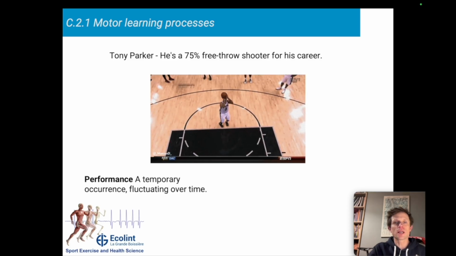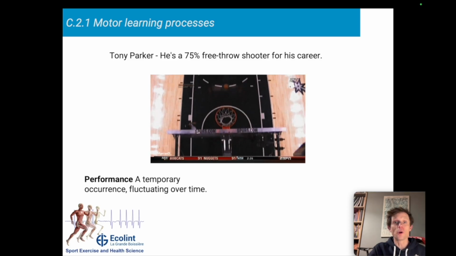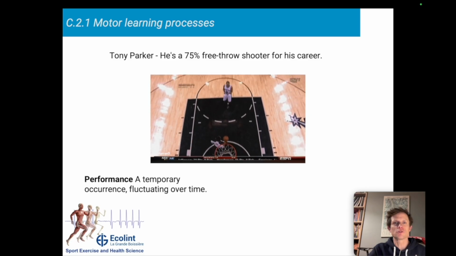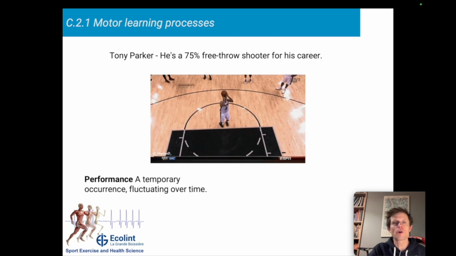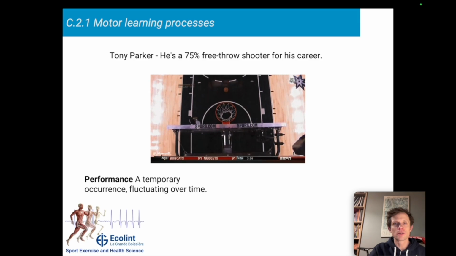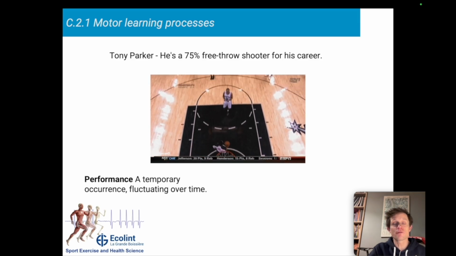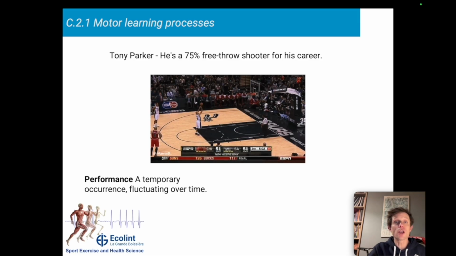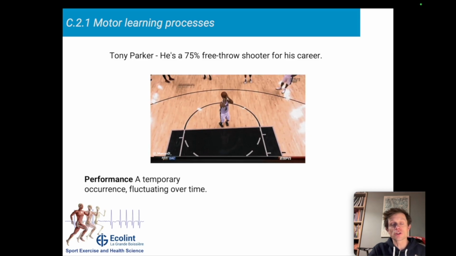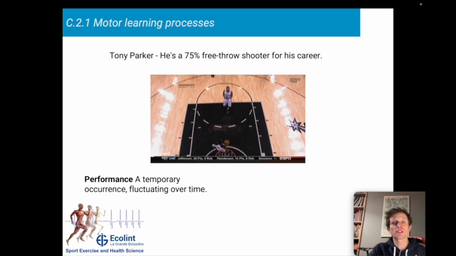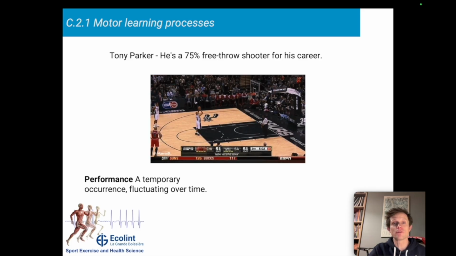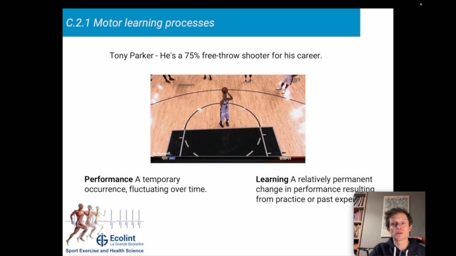Now, clearly we can say that his performance was appalling in this case. It didn't even make it to the basket. But the performance is something which is temporary, and it fluctuates and changes over time dependent upon loads of different factors. Can we necessarily say that from this performance that he's unlearned or has reversed and gone backwards? Not necessarily. Maybe it just means that there were other factors affecting his performance other than his level of learning. It's below par for what we'd expect for this performer.